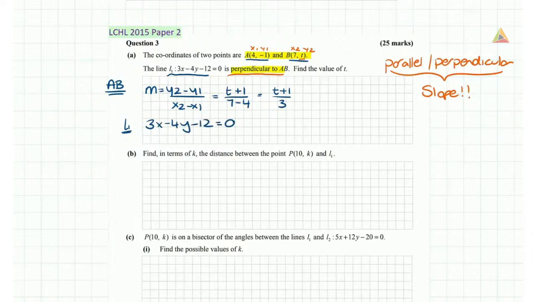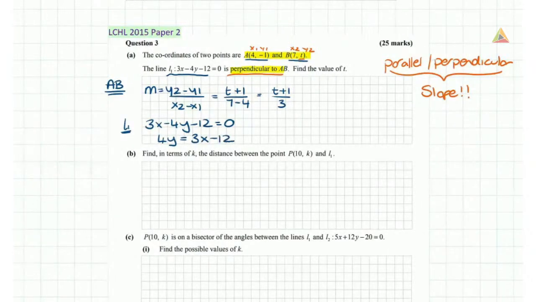And our aim is to try get that y on its own. So I'm going to add 4y to both sides. And that will leave me with 4y is equal to 3x minus 12. And then I'm going to divide across by this 4 to get the y on its own. So everything gets divided by 4. And we end up getting y is equal to 3/4 x minus 12 divided by 4 gives us a 3, or minus 3 in this case.